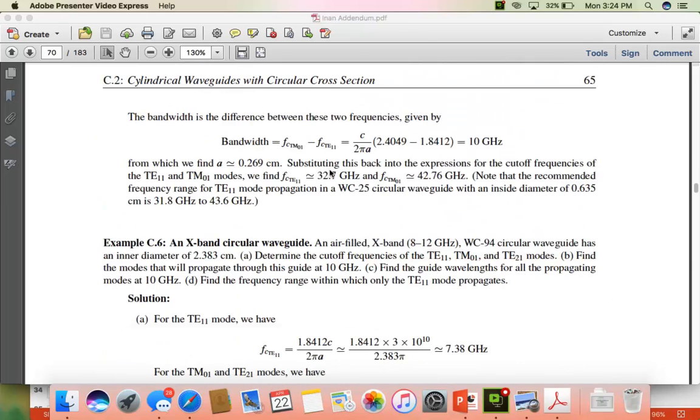And so now to come in and plug in some numbers, you basically get the following: you have the difference between the higher order and the lower order, and then you have to set that equal to 10 gigahertz because that's the bandwidth that you want to propagate. So you want 10 gigahertz bandwidth, and you want to know what the cavity dimension would be. You want to know what the radius would be.